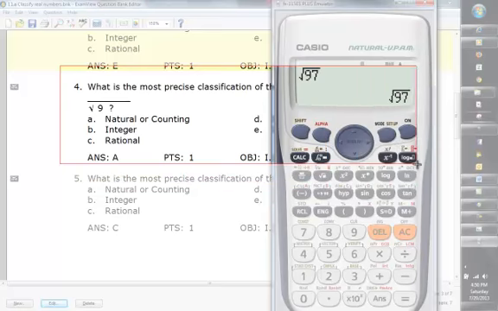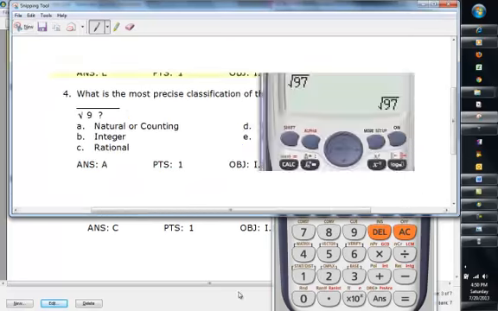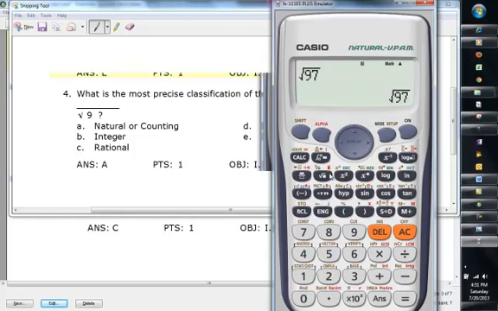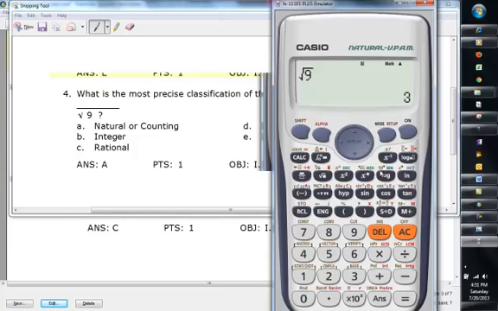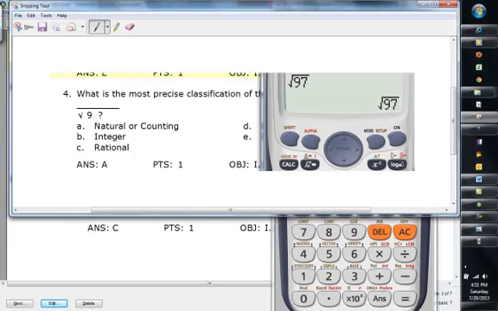Square root of 9. Now if we press the square root of 9 on our calculator, you see that it comes out evenly as number 3. So if we look at it here, 3 is a counting number, or in this category, we would say it is a natural or counting number. Next one.